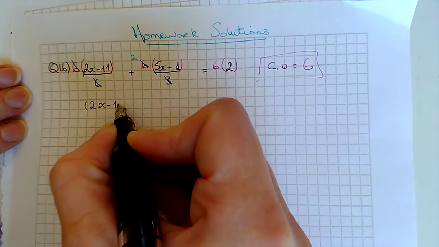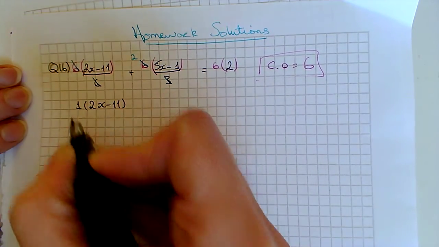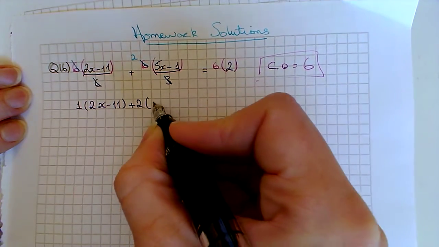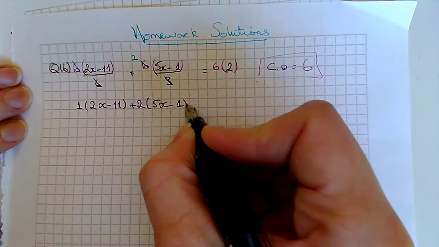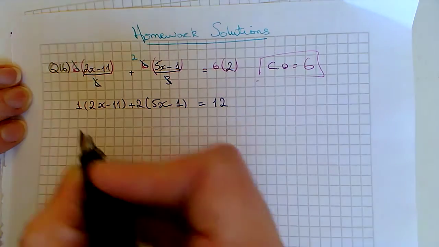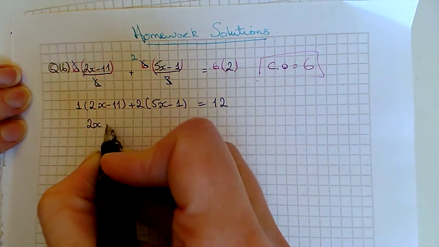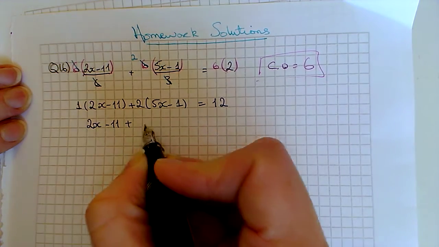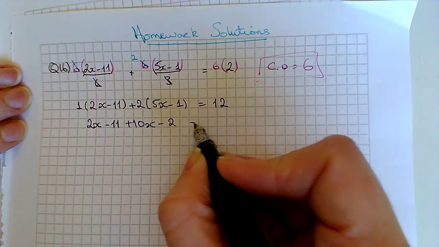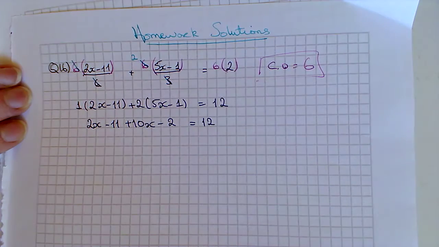So what we have here is 2x minus 11. I don't really have to write down the brackets again. What I really have there is 1 times (2x minus 11) plus 2 times (5x minus 1) equals 6 by 2. I'm just going to write down 12 straight away there. So we'll multiply out our brackets. 2x minus 11 plus 10x minus 2 equals 12, like this.